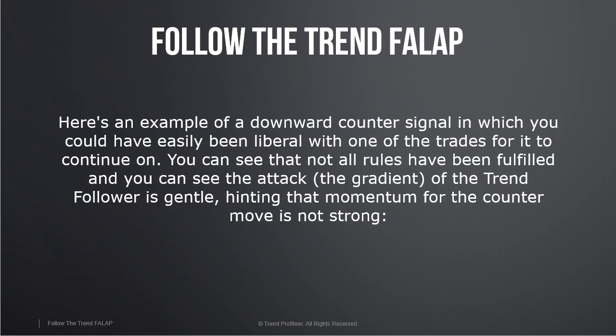Here's an example of a downward counter signal in which you could have easily been liberal with one of the trades for it to continue on, whether you have one trade or two trades. You can see that not all rules have been fulfilled, and you can see the attack, in other words, the gradient or the angle. The moving averages are really the prime thing that we look at, as well as the trend follower. In this case, you can see the trend follower is gentle, hinting that momentum for the counter move is not strong. So let's have a look.